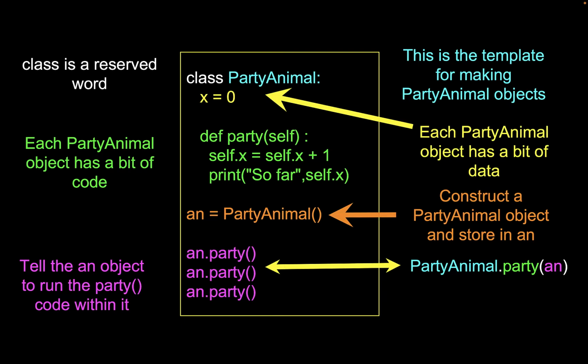Okay. Each party animal object has a bit of data. So these variables that we declare inside the class, there's a couple of ways to do it, but the easiest and the clearest is just inside the class, but not inside any of the methods. We assign a value to a variable name. And this creates what we call instance variables.